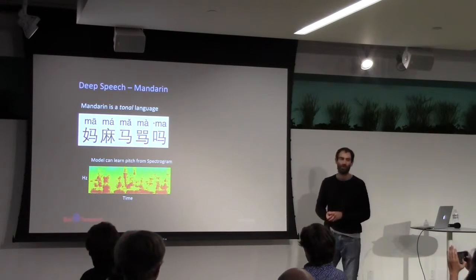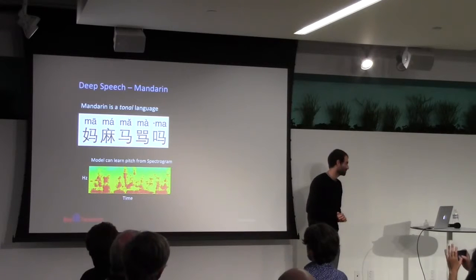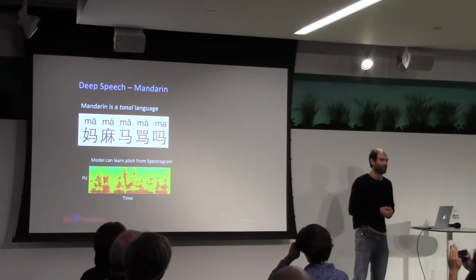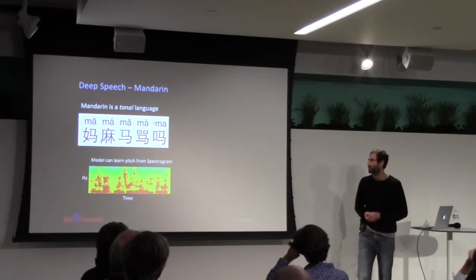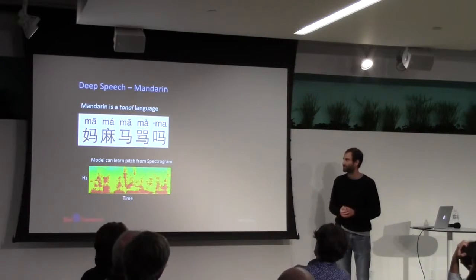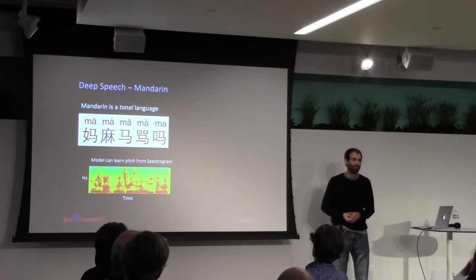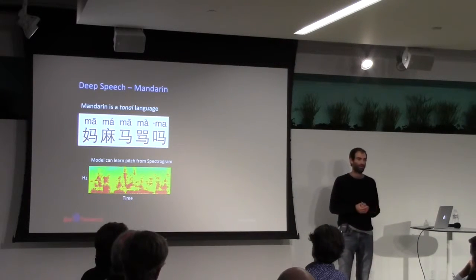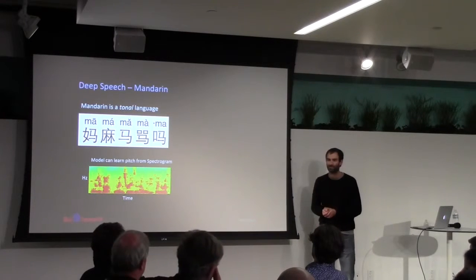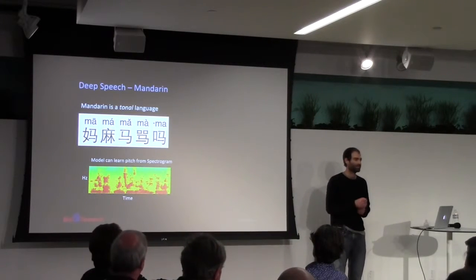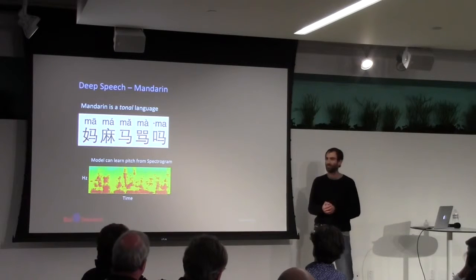So what's hard about Mandarin? Well, a couple things. First of all, Mandarin is a tonal language. So what does that mean? Well, you have here essentially 5 different words that to me all sound like "ma." But to a Chinese speaker, they have very subtle changes in pitch, which changes the meaning of the word.